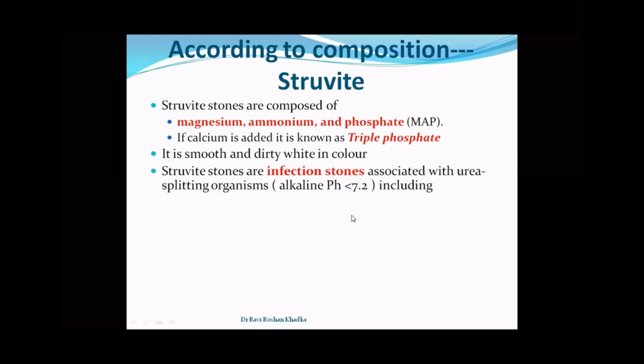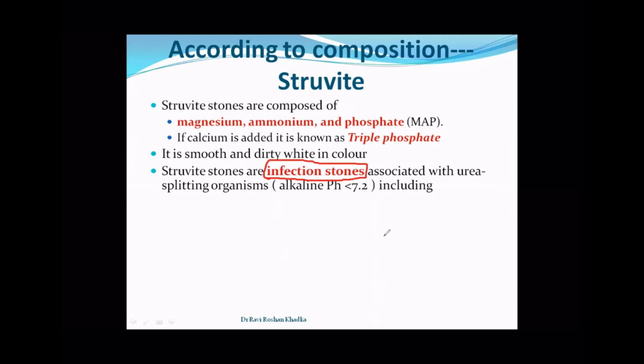The surface is very smooth compared to the oxalate stone, and it looks dirty white in color. And the very important thing is these stones are formed in infected urine, when the pH is increased to 7.2. We all know that the normal pH is acidic. But here, whenever the pH is increased and reaches more than 7.2, then only this type of stone can be formed. Okay. Then how is the pH increased?